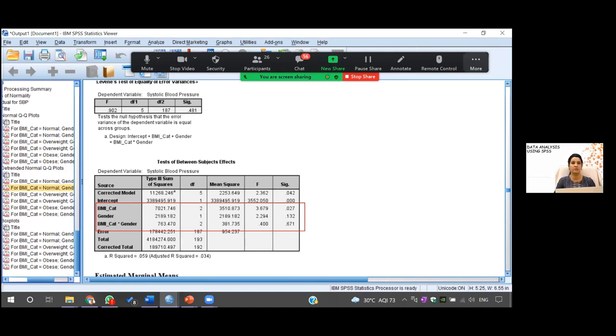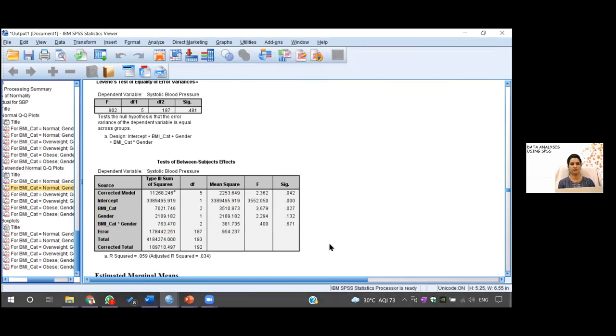Main effect means you will be reporting the estimated marginal mean of systolic blood pressure across the various BMI categories and various gender categories. That we will see. So are you clear why this interaction is not significant? This interaction is not significant because I have taken this p-value, and the p-value shows that it is more than 0.05. That means this interaction of BMI category and gender is not significant.